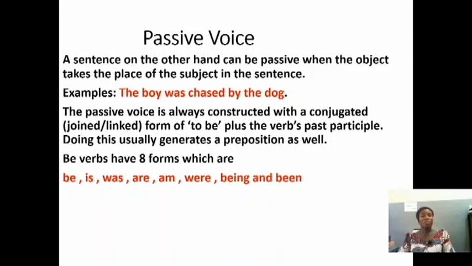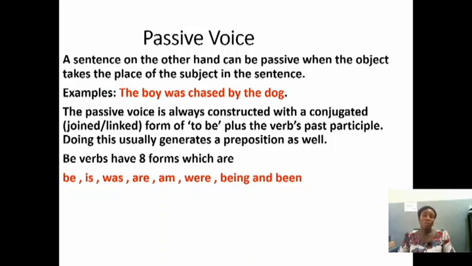Now, how do we construct the passive voice? It is always constructed with a conjugated form. When we say conjugated, we mean a joined or linked form of the to be plus the verb's past participle. Okay, let's just put this simply. To construct the passive voice is using a conjugated or linked form of the to be verb plus the verb's past participle. Now, if we're going to do this, we also have to generate a preposition.